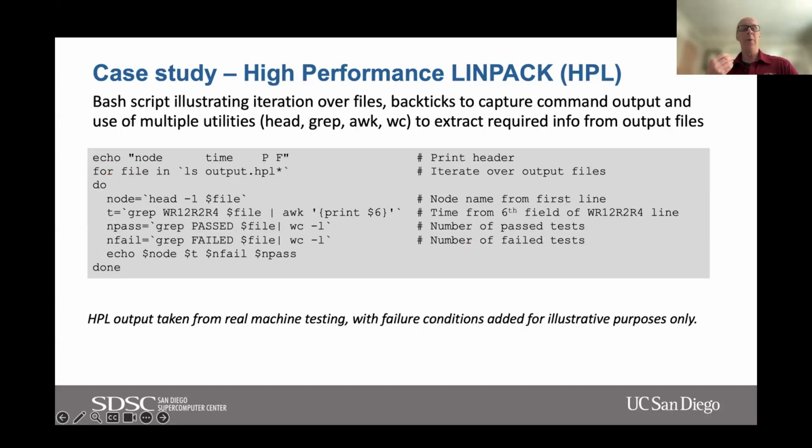So I was able to combine tools together, starting off with echo to print a header line. I loop over all of the files that have the name output.hpl star. I will then extract the first line of a file. I'm using grep, multiple greps, capturing the output and pasting it all together. Again, I don't have time to go through the whole thing, but if you're interested, take this example and see if you could apply it to your own work.